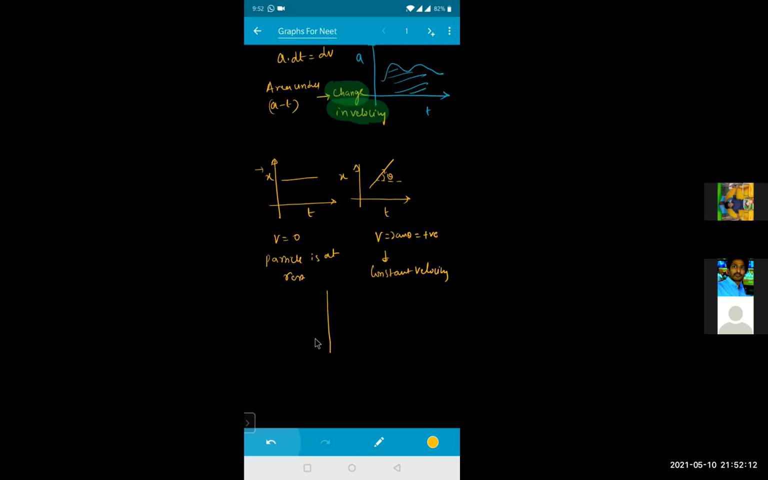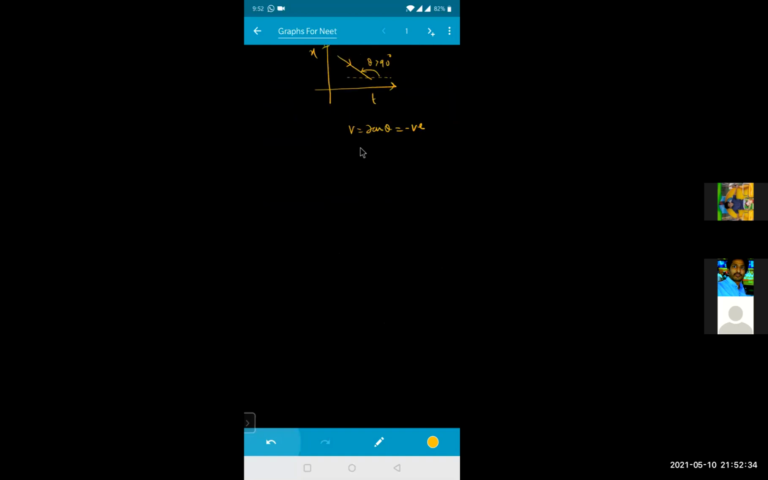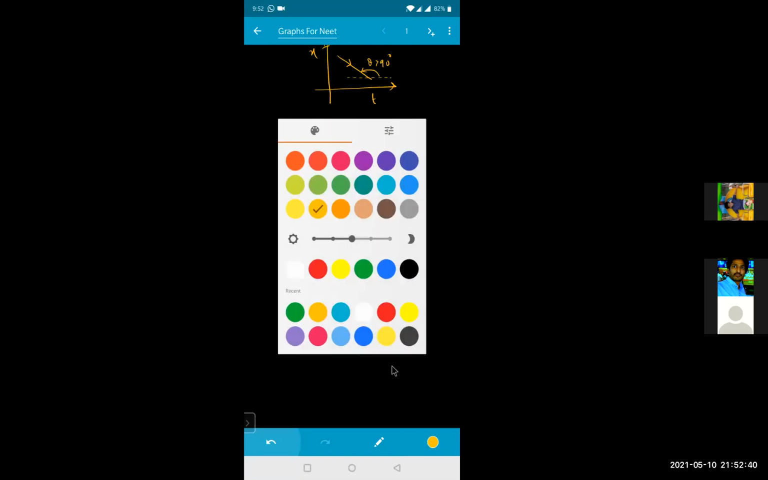If the graph is something like this, beta, let's say this is your x versus t graph, and this is your slope. If I'm coming from here to here and draw a tangent anywhere, this angle theta is greater than 90 degrees. So obviously it will be negative. So V is equal to tan theta, which will be negative. That means the particle is moving towards the origin. It is again constant velocity, but in the negative direction. Clear for everyone?